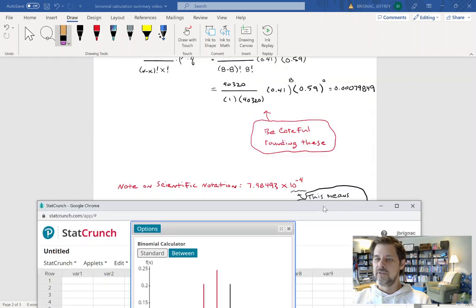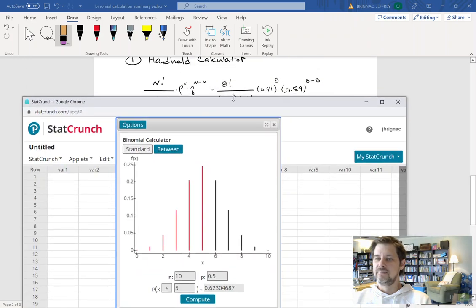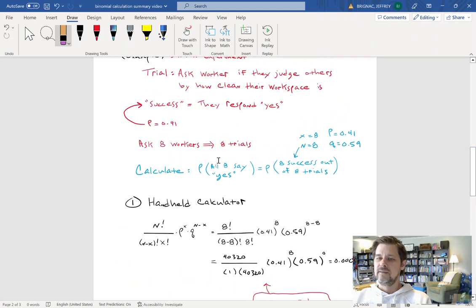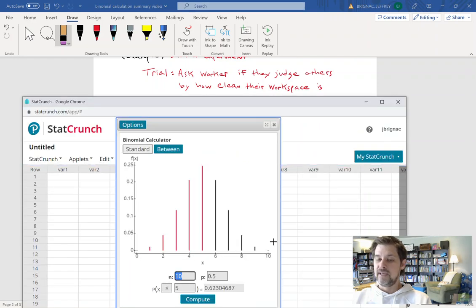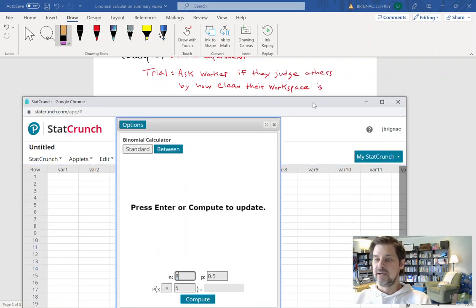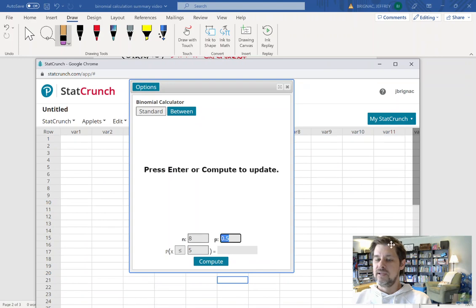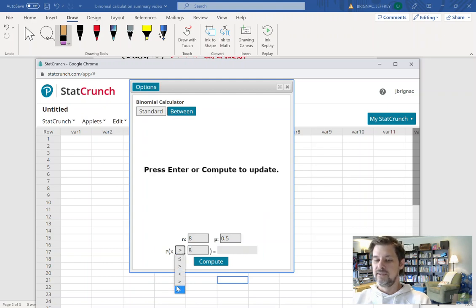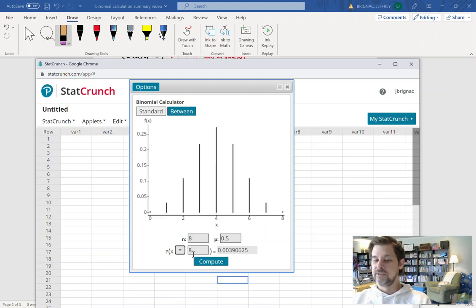in StatCrunch, if I want to calculate, what was it? Let's go up here again. The probability of 8 successes in 8 trials. Okay. So I have 8 trials. So I type in 8 for that. Okay. And I want the probability that there are exactly 8 successes. So I would type in x equals 8.